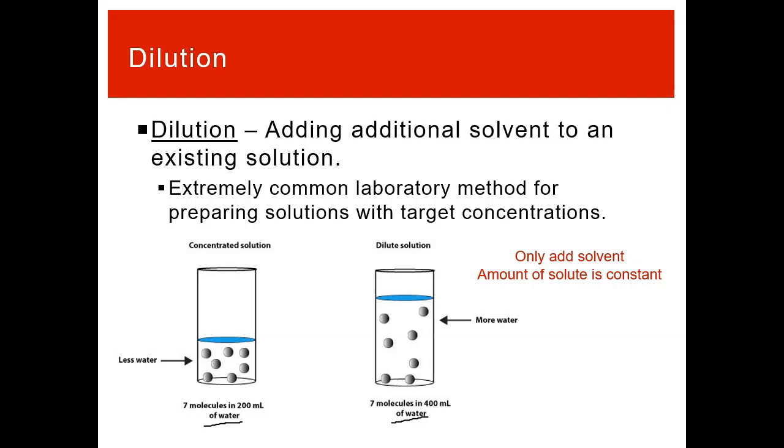This is extremely common in the lab for preparing solutions. If you want a particular concentration, or you want to do some process, you want to lower the concentration somehow. You want to not just randomly add extra solvent, but add particular amounts of solvent, so that way you get to a new lower concentration.